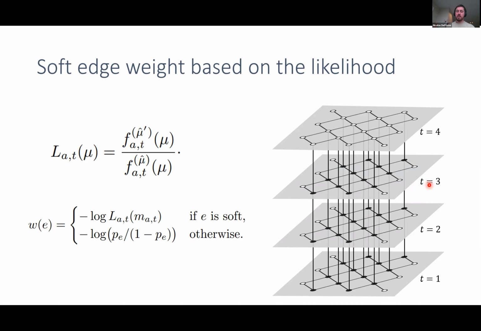So we have two types of edges. Some edges on which we have the typical weight, which is given by the fault probability, log of PE, roughly. And some soft vertical edges on which we need to compute a log likelihood ratio each time we get a soft outcome. So some are static, some are dynamic.